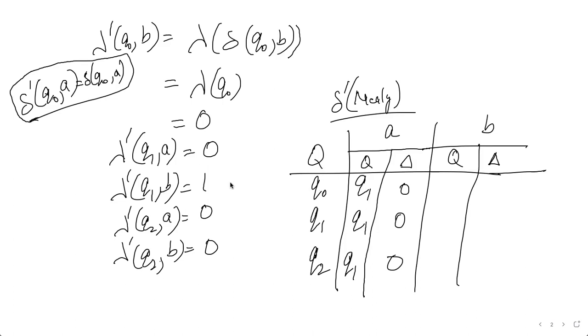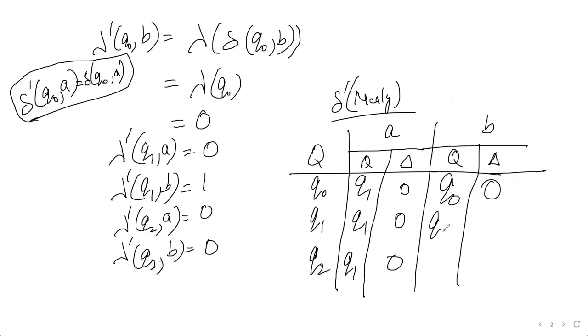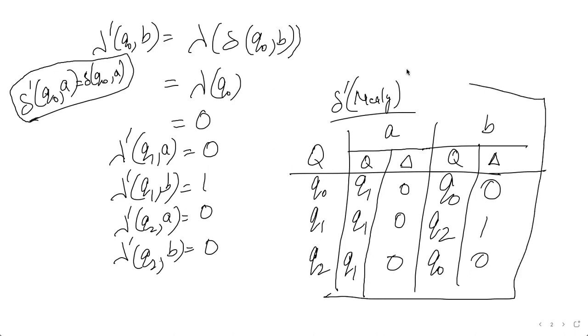Now, Q naught on B is what? Q naught on B is Q naught, and Q naught is associated with 0. Q1 on B is what? Q1 on B is Q2, and Q2 is associated with 1. So here is Q2 and 1. Similarly, Q naught, 0. So this becomes your Mealy machine. You can create the diagram on your own. I don't have to explain that to you.